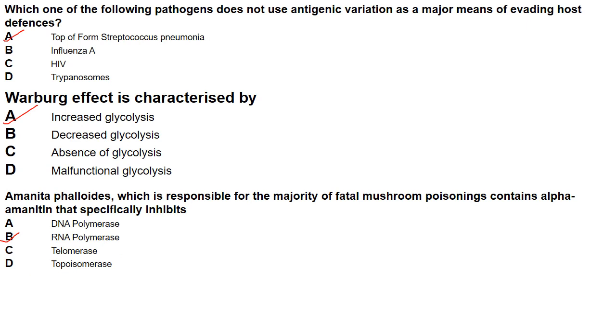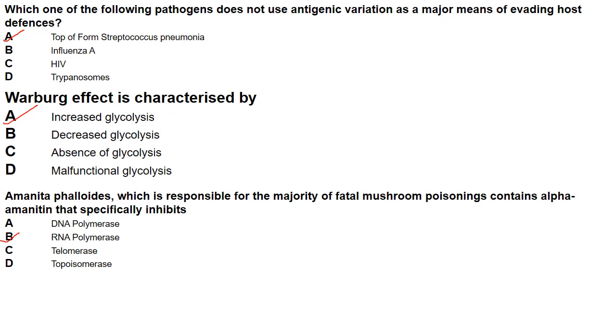Which one of the following pathogens does not use antigenic variation as a major means of evading host defense? Influenza, HIV, and trypanosomes all have antigenic variation, whereas Streptococcus pneumoniae doesn't have the antigenic variation property. So the answer is option A.